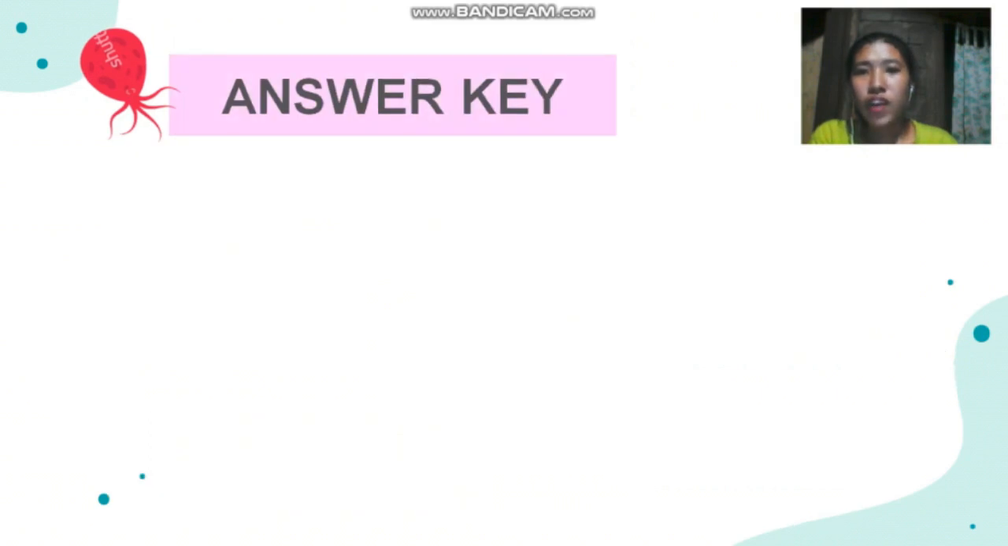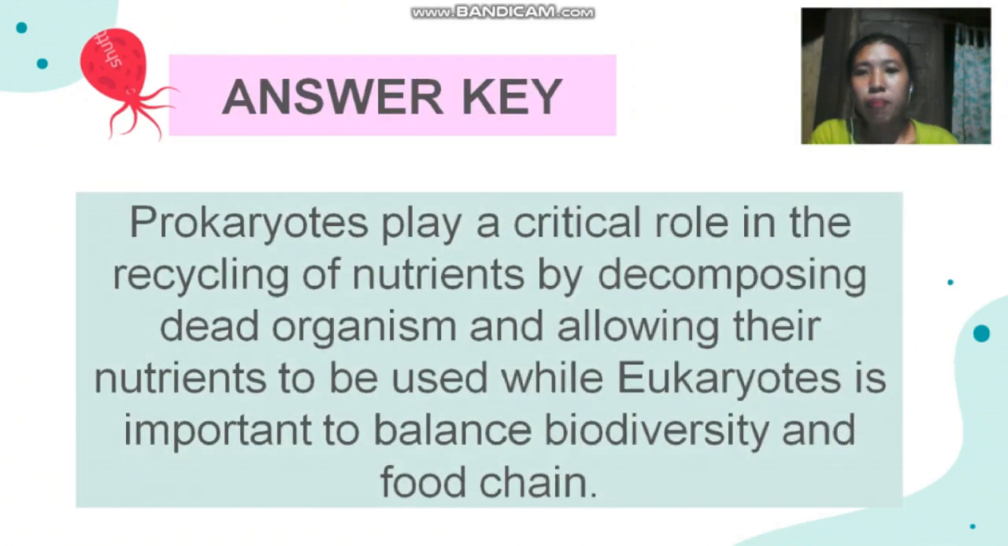And now, for the answer in the essay, prokaryotes play a critical role in the recycling of nutrients by decomposing dead organisms and allowing their nutrients to be used, while eukaryotes are important to balance biodiversity and the food chain. You can also check, class, the papers of your classmates regarding the essays, those words or keywords that are mentioned here.